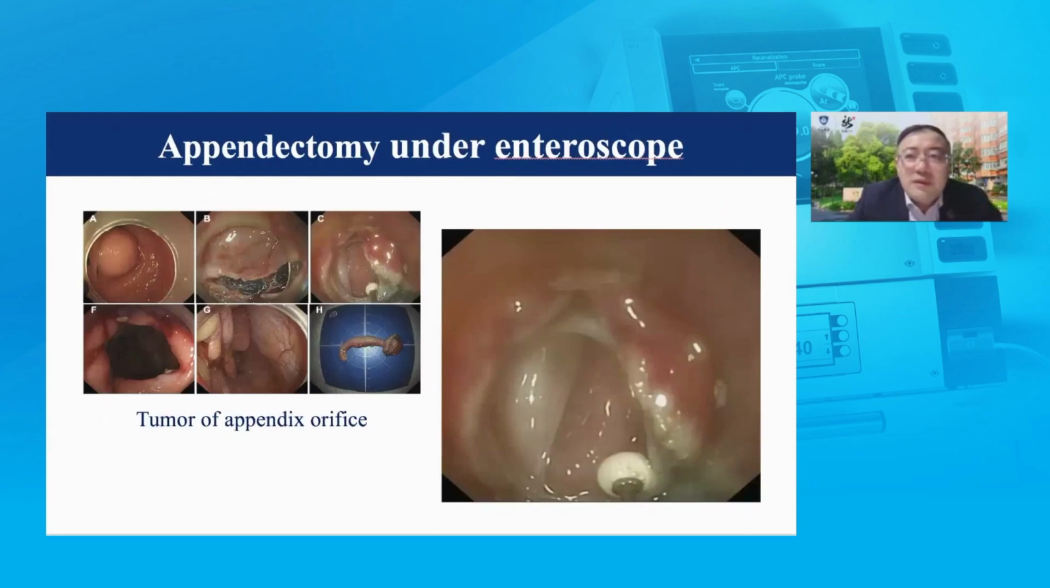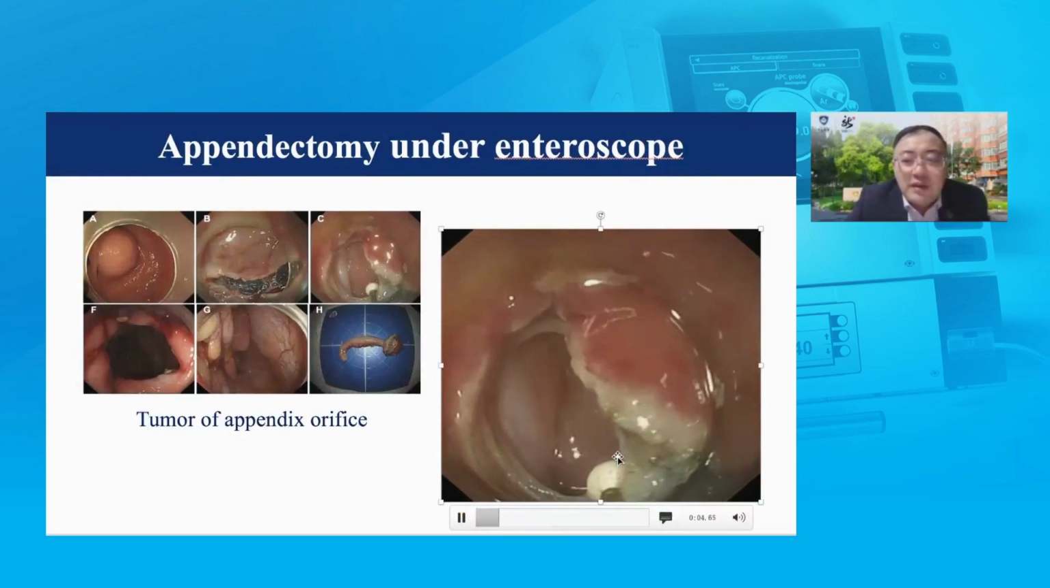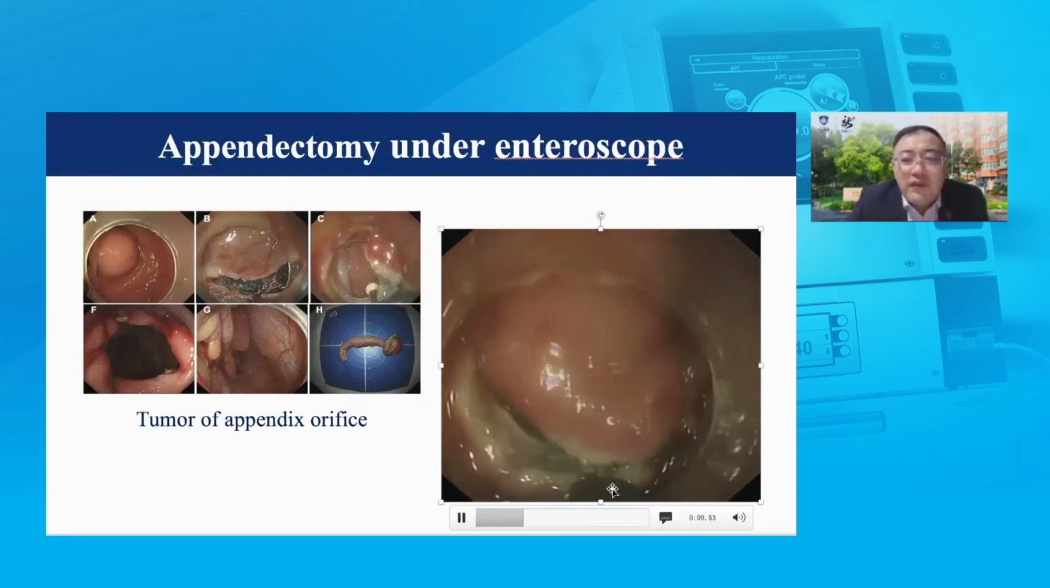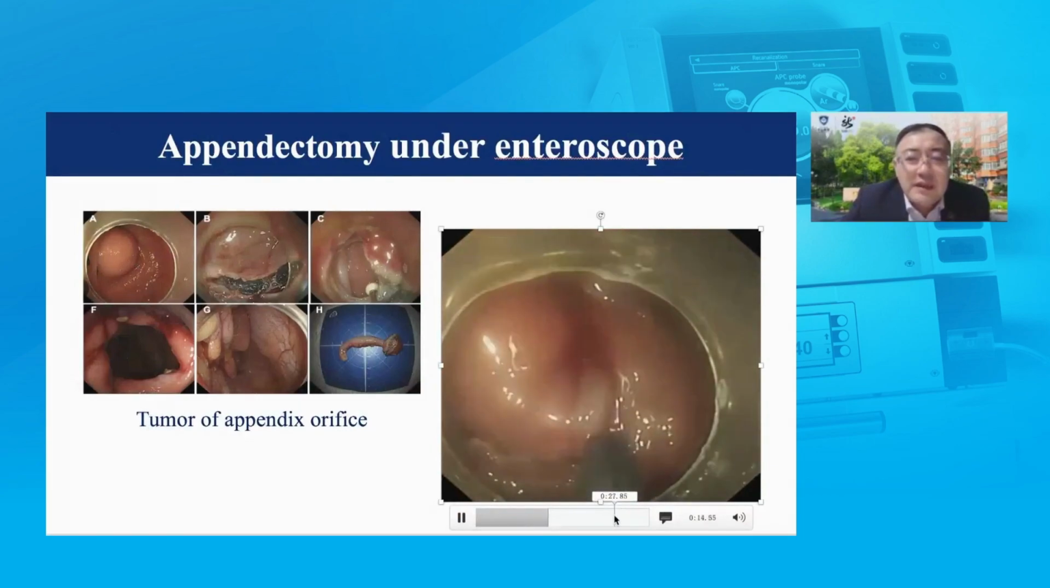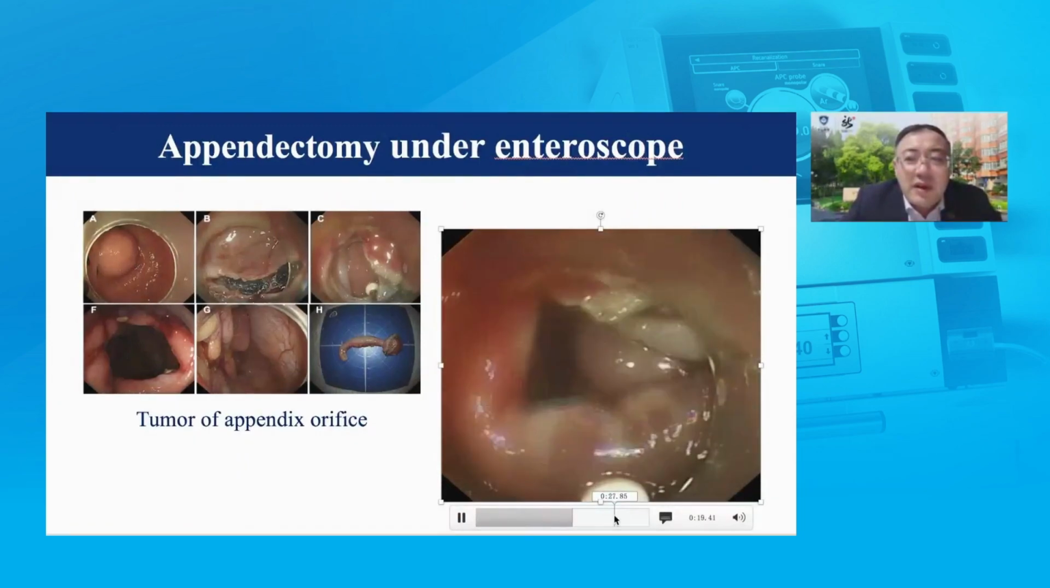But for some tumors located at the orifice of the appendix and some adenoma involving the appendical lumen, I think the appendectomy was performed with the full thickness resection technique. So we first cut the whole layer of the cecal wall along the orifice of the appendix, then dissected the appendix from the appendiceal mesentery.